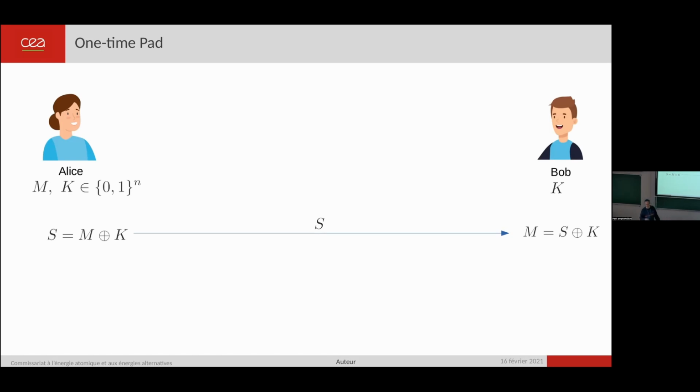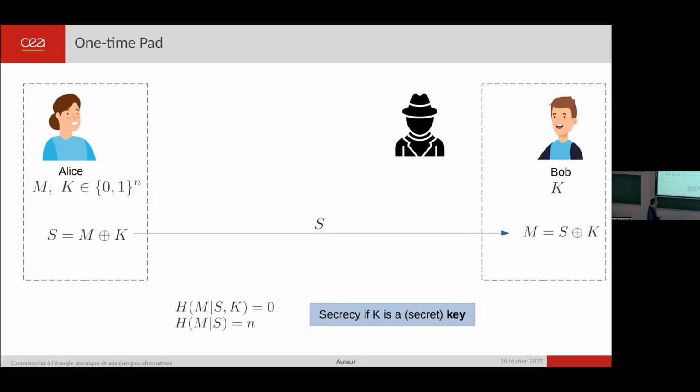But this has some very interesting properties, because if you think in terms of entropies, this scheme has the property of having basically no uncertainty about the variable M for people having access to both S and K. This is why Bob can decode the message. But at the same time, there's absolutely full uncertainty about the message for anyone having only access to S.